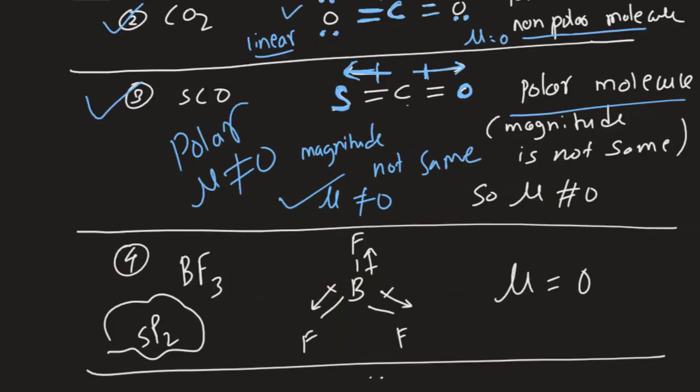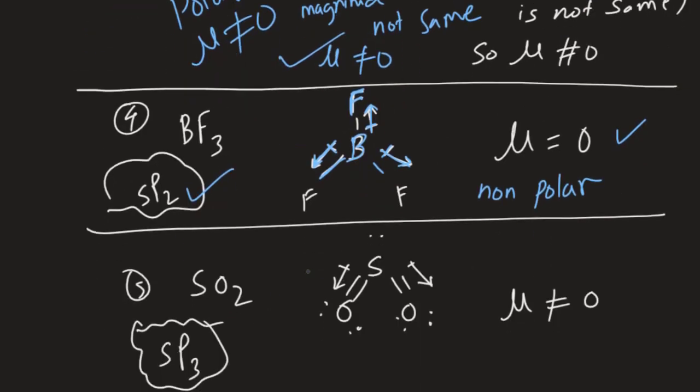Now let us look at the BF3 example. In BF3, this is how the shape of the molecule looks. At the center there is boron and it makes these bonds with fluorine. The dipole moment vectors are shown like this. These dipole moment vectors cancel out each other and that's why mu is equal to 0. So this molecule is non-polar and it has sp2 hybridization.